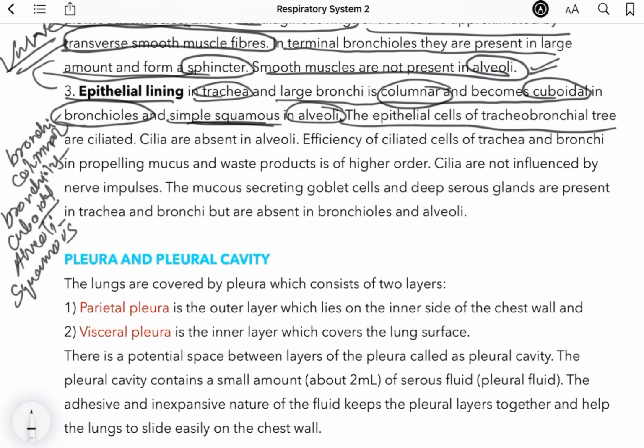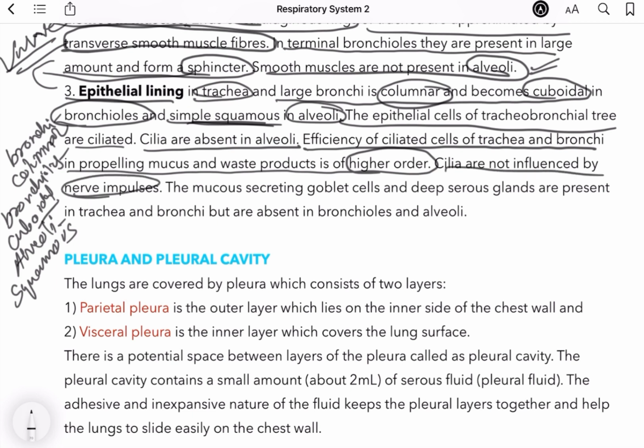The epithelial cells of the tracheobronchial tree are ciliated. Cilia are absent in alveoli. The efficiency of ciliated cells of the trachea and bronchi in propelling mucus and waste products is of high order, because ciliated cells of the trachea and bronchi propel mucus and waste products. Cilia are not influenced by nerve impulses. There is an absence of nerve impulse.